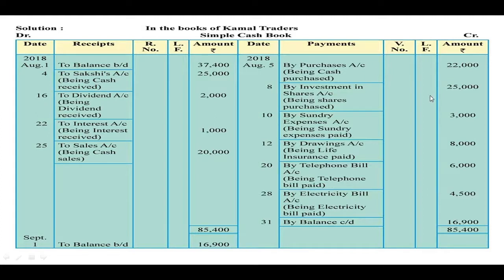After subtracting all these amounts, the difference is 16,900, that is called the closing balance. So you have to write the last date of the month, that is 31st August, by balance carried down. This will become the opening balance for the next month, that is 1st September, to balance brought down. And the total is to be written on the same line, and below the total you have to draw two lines to indicate that the account is closed.